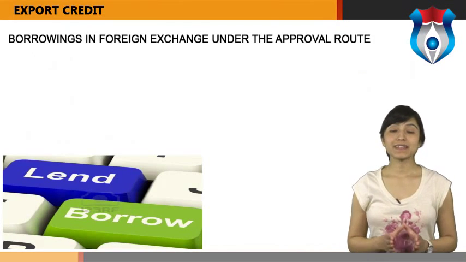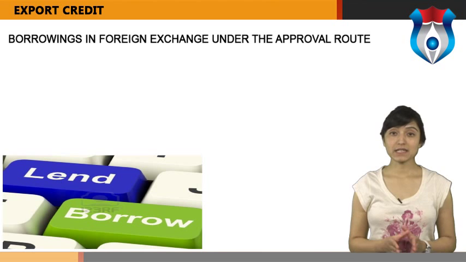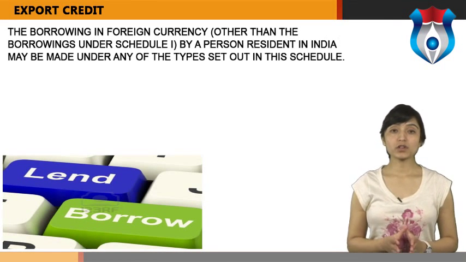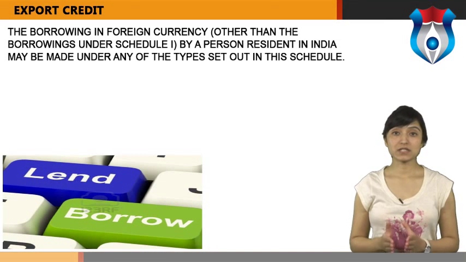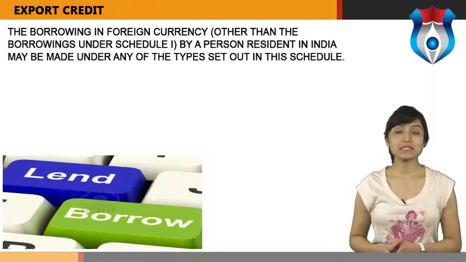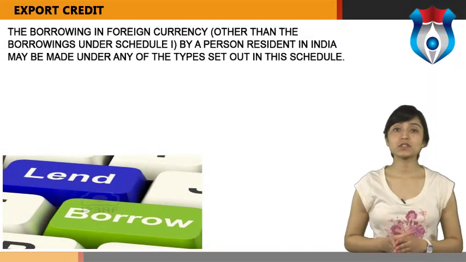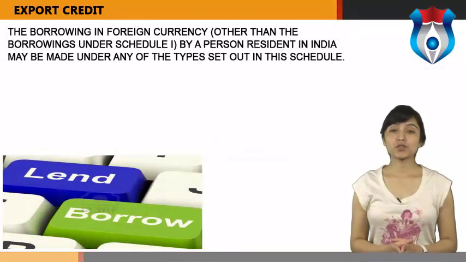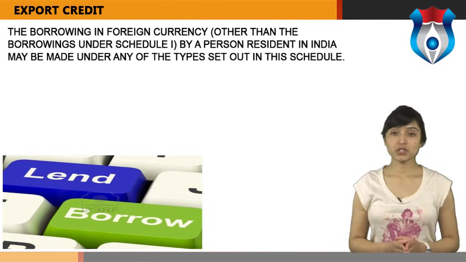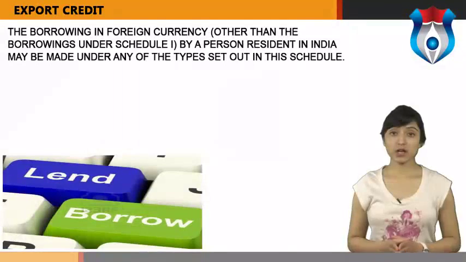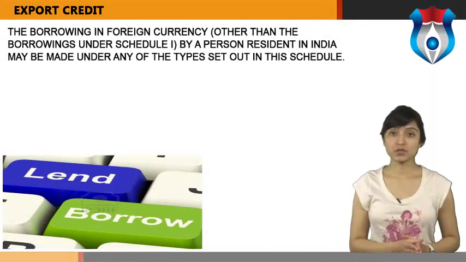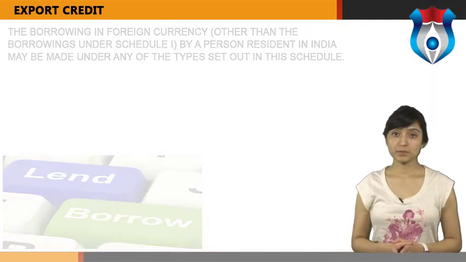Now moving on to the next topic, we will study borrowings in foreign exchange under the approval route. The borrowing in foreign currency other than borrowings under Schedule 1 by a person resident in India may be made under any of the types set out in this schedule. The application for the approval of the Reserve Bank under Regulation 6(2) for borrowing under any of the types where its approval is required shall be made in the form as specified by the Reserve Bank from time to time.